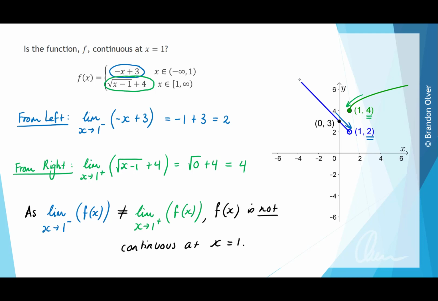Another informal way of thinking about that is that we cannot draw this particular function without lifting our pen off the piece of paper, and that's because of the discontinuity that exists between (1, 2) and (1, 4). That is, there's a jump between the parts of the graph.